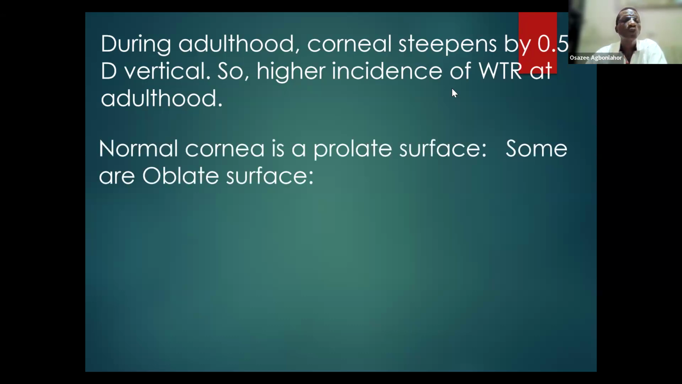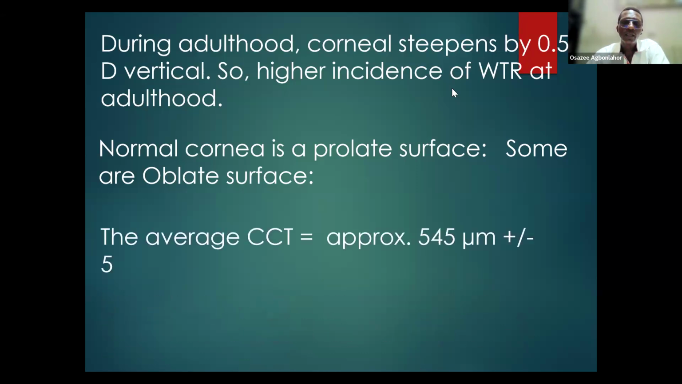Also, most corneas are actually prolate in shape. Prolate talks about it being steep at the center, and as it goes towards the periphery, it flattens out, compared to an oblate surface, where it's flat at the center, and when it goes towards the periphery, it's more steep. You don't really have many oblate surfaces, though you can find some, but the most common and the most normal is the prolate cornea shape.